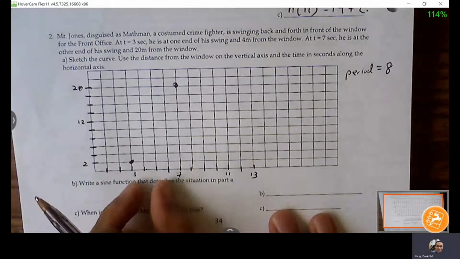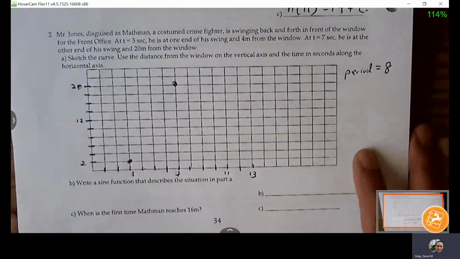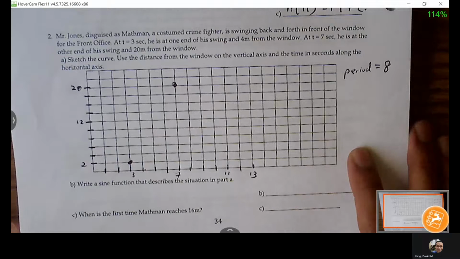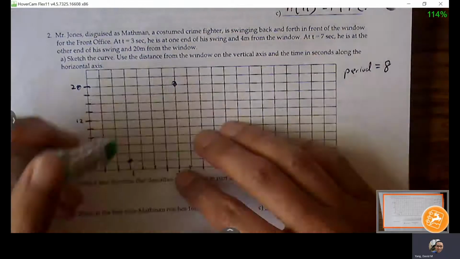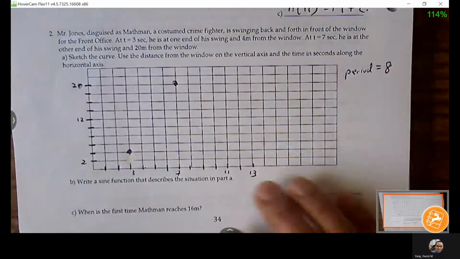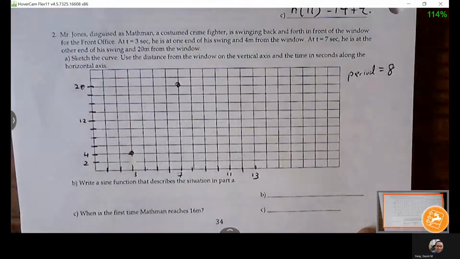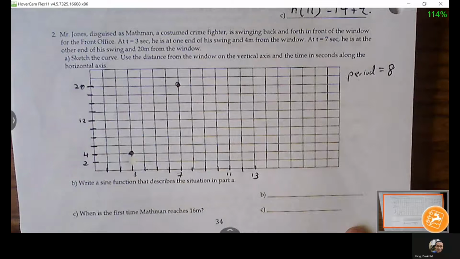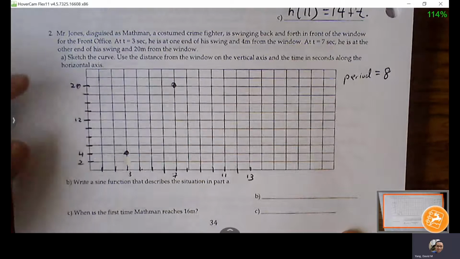Okay, so 7 minus 3 is 4. So if I go another 4 units, it's going to finish this cycle. Oops, sorry, 4 meters from the window. I put 2 there, should be 4. The midline is 12, halfway between 4 and 20.